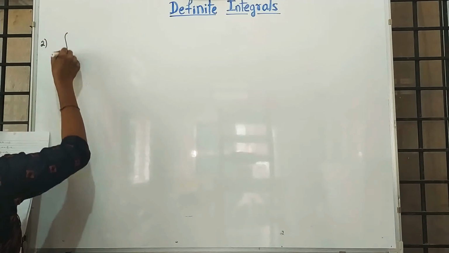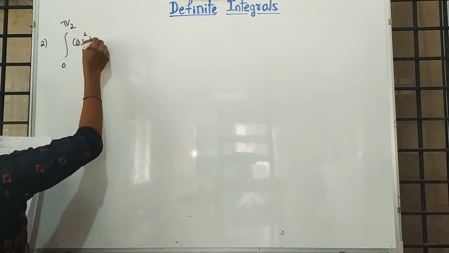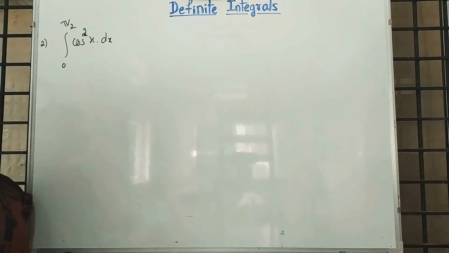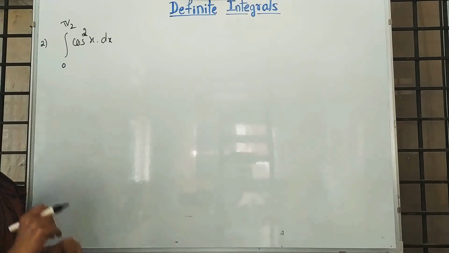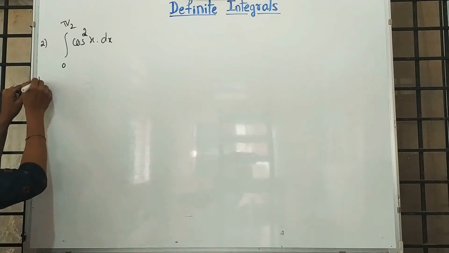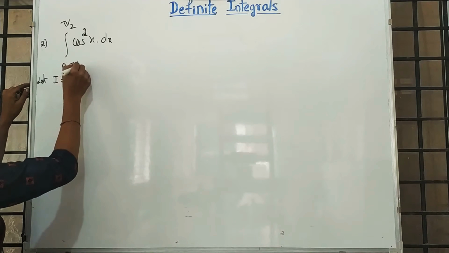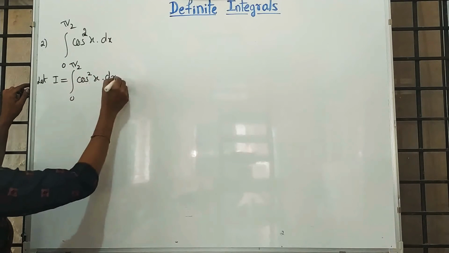Second one: integration from 0 to pi by 2 of cos square x dx. Before explaining the property, have you remembered how we solve the definite integral? I will explain both. This is with the property. Let I is equal to integration from 0 to pi by 2 of cos square x into dx. This is equation 1.